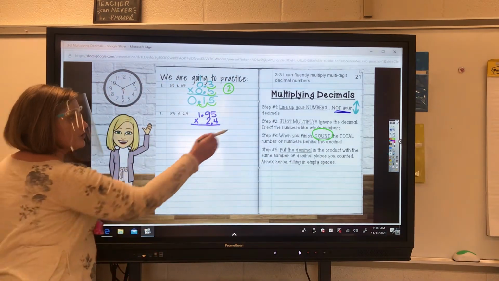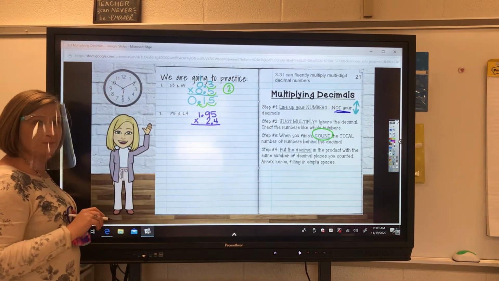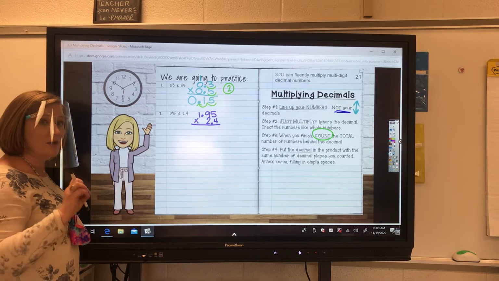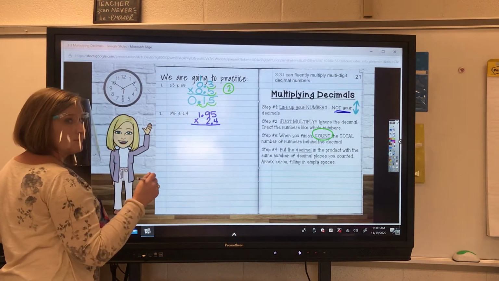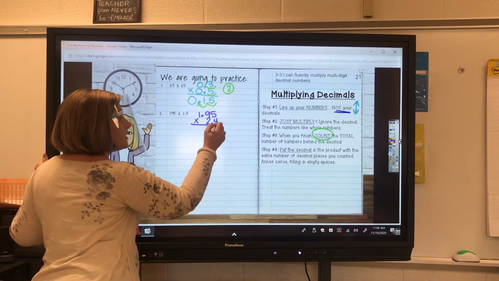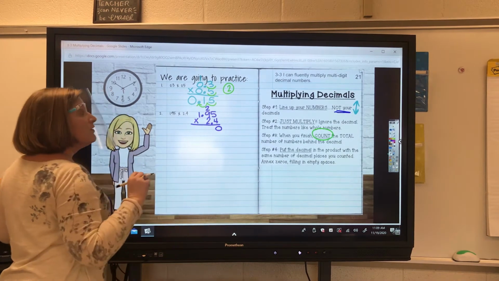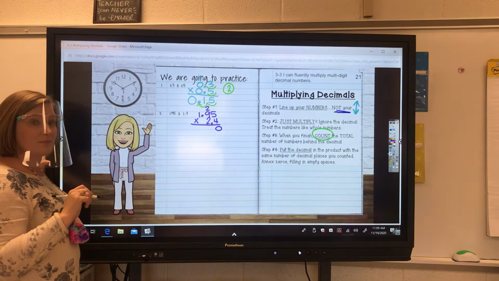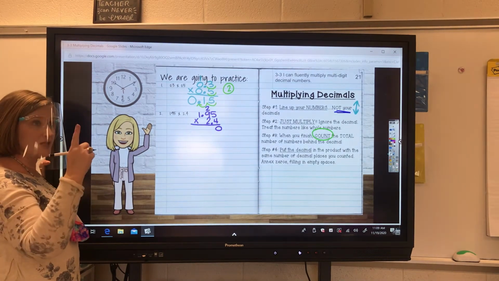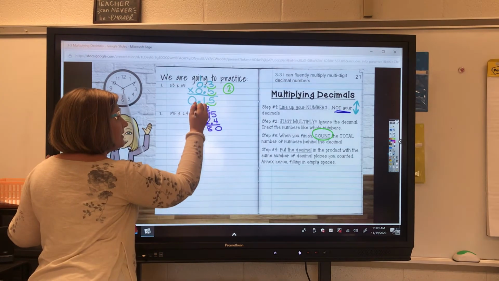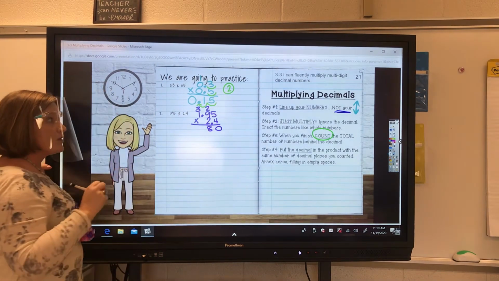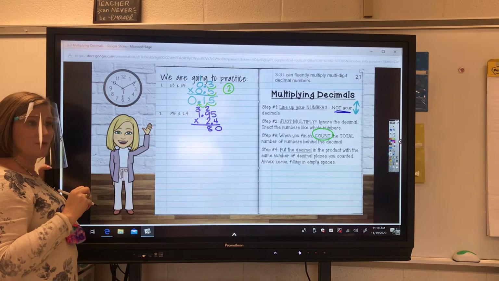Now what are we going to do? What does step 2 tell us to do? Just multiply. Ignore the decimal. 4 times 5 is 20. I'm going to put my 0 and carry my 2. 4 times 9 is 36, 37, 38. I'm going to write my 8 and carry my 3. 4 times 1 is 4.